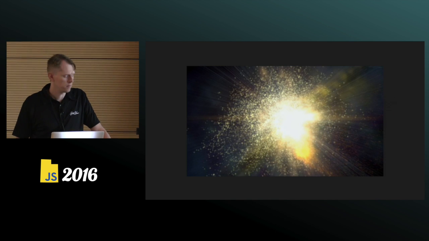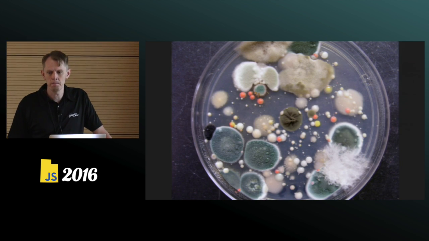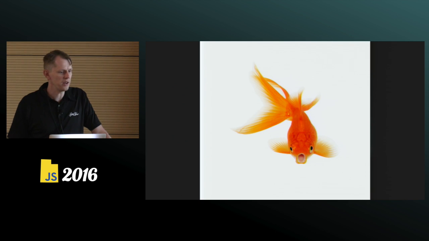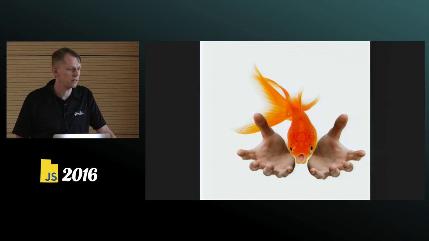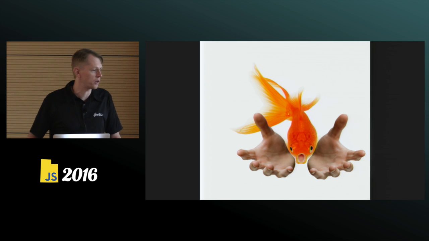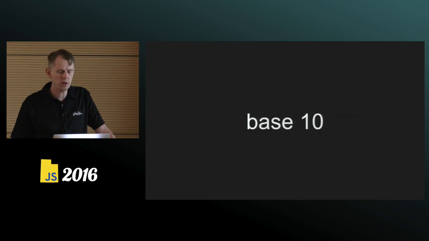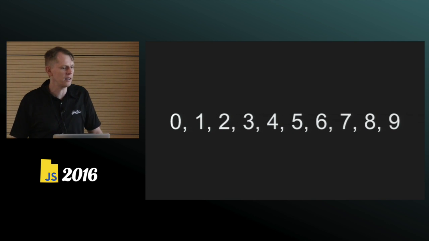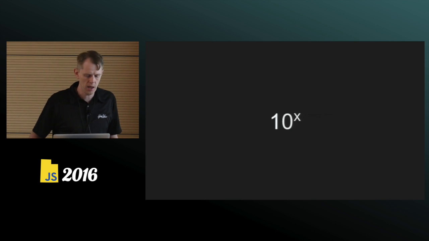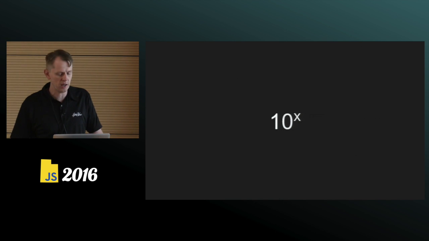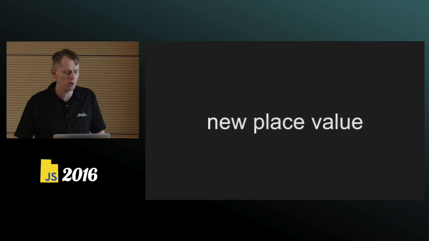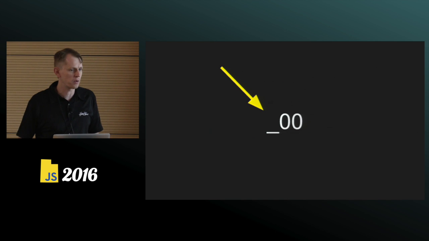In the beginning, humans were bacteria, and we evolved into fish, which evolved to have hands, and each hand had 5 fingers, so a total of 10 fingers. And so we developed a base 10 number system, which means that we have 10 digits, 0 through 9, and it means that every power of 10, we need a new place value, or we need a new place for writing down the value, like this.